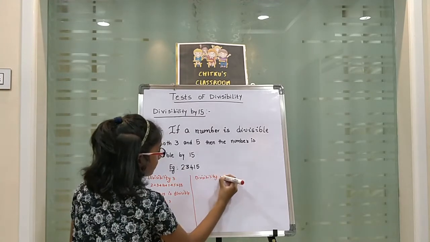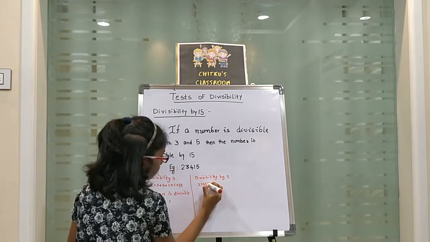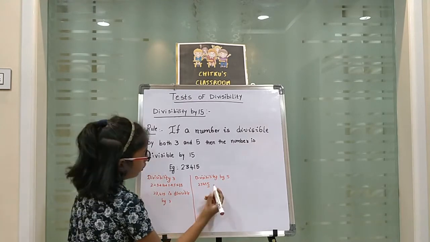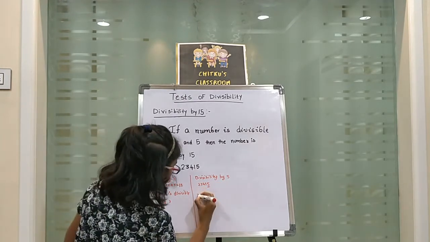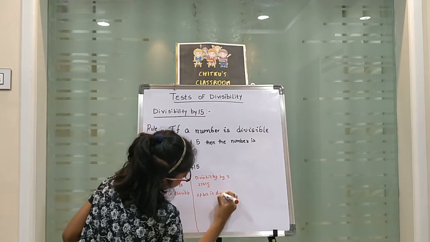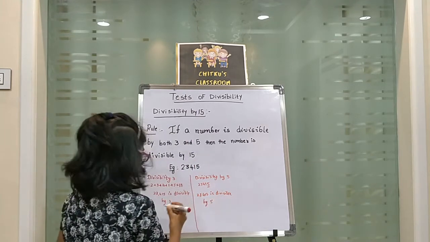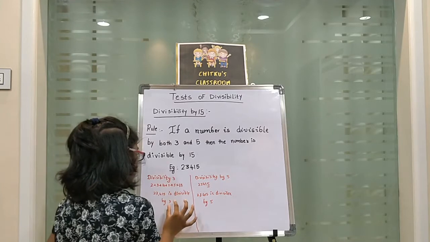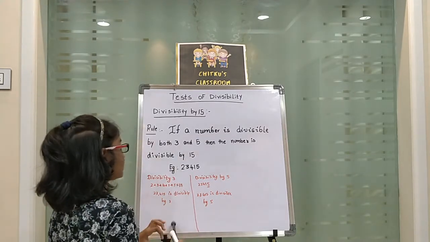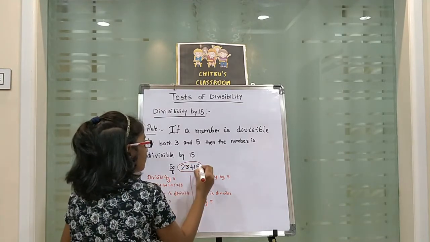So divisibility by 5. So 23,415. The last digit must be 5 or 0. So the last digit is 5. So that means 23,415 is divisible by 5. So this number is divisible by both 3 and 5. So if this number is divisible by both 3 and 5, it's also divisible by 15. So this number is divisible by 15.